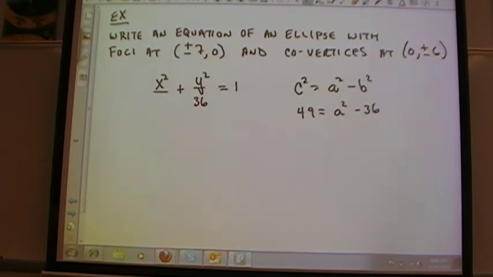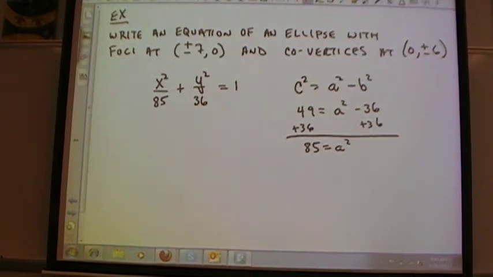So how do you solve for a squared? Add 36 to both sides, and what do you get? A squared equals 85. And that's all I want. I don't want a, I just want a squared, because remember the equation is x squared over a squared. So I'm done right there. So you get x squared over 85 plus y squared over 36 equals 1. Yeah, that was easier. That was good.